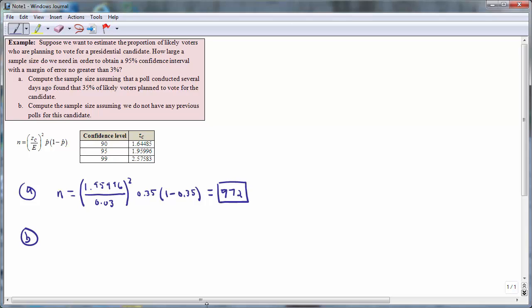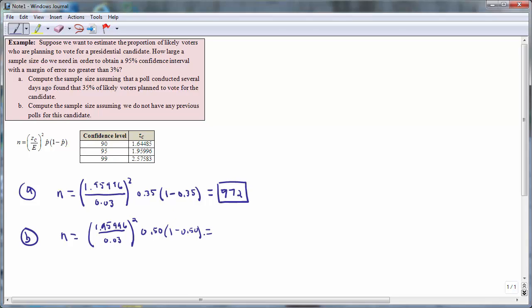In part B, we repeat this calculation, but we assume that we don't have any previous polls or information for this candidate. So in that case, we start off the same as before. The sample size n is equal to 1.95996 divided by 0.03 squared. And this time we use a sample proportion of 0.5. So I'm going to enter 0.50 in for p hat, and I will have 0.5 times 1 minus 0.5.